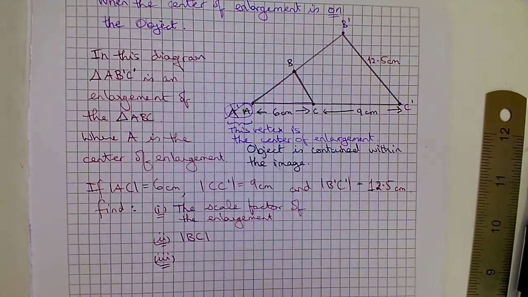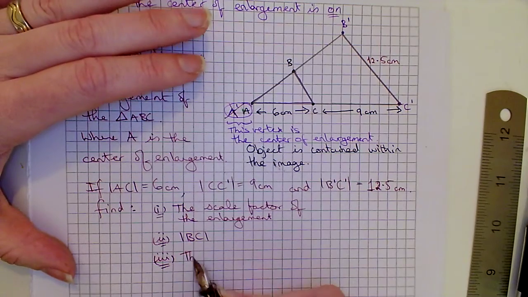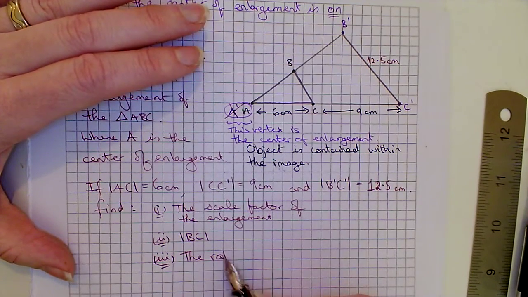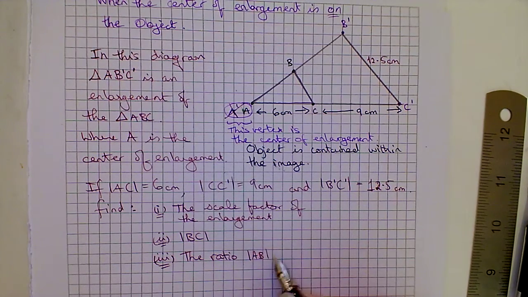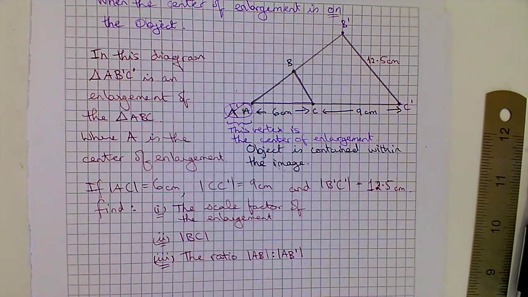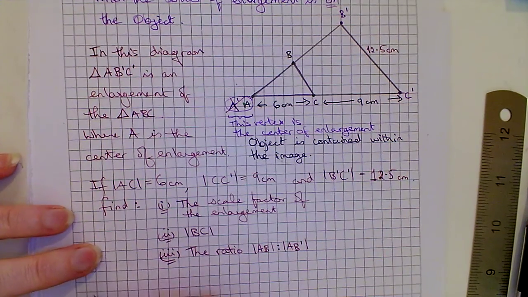And the third thing we're being asked for is the ratio. Now, ratio just means put one of them over the other. AB is to AB prime. So if you've forgotten how to do ratios, don't worry, we're going to go through that in a second. Okay, so we're not used to seeing enlargements stuck together like this.